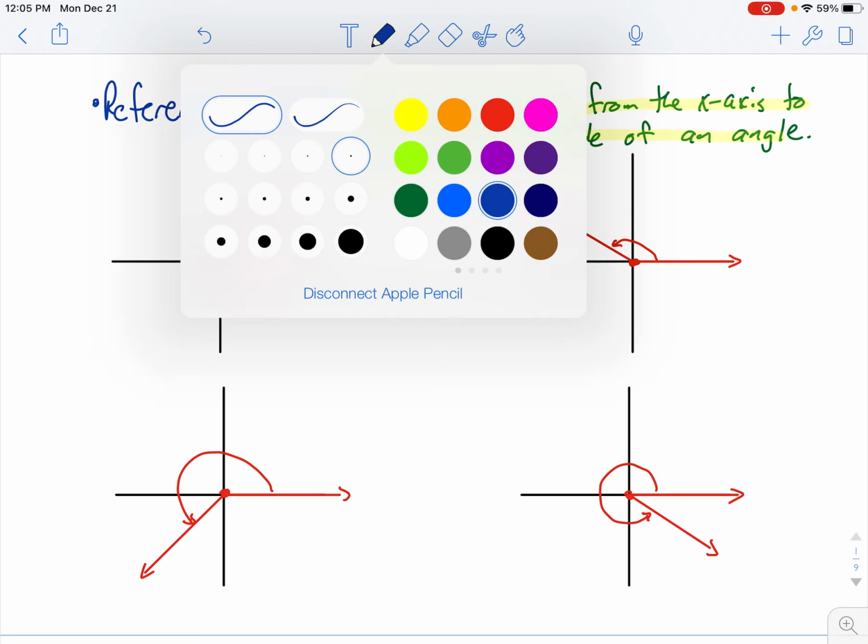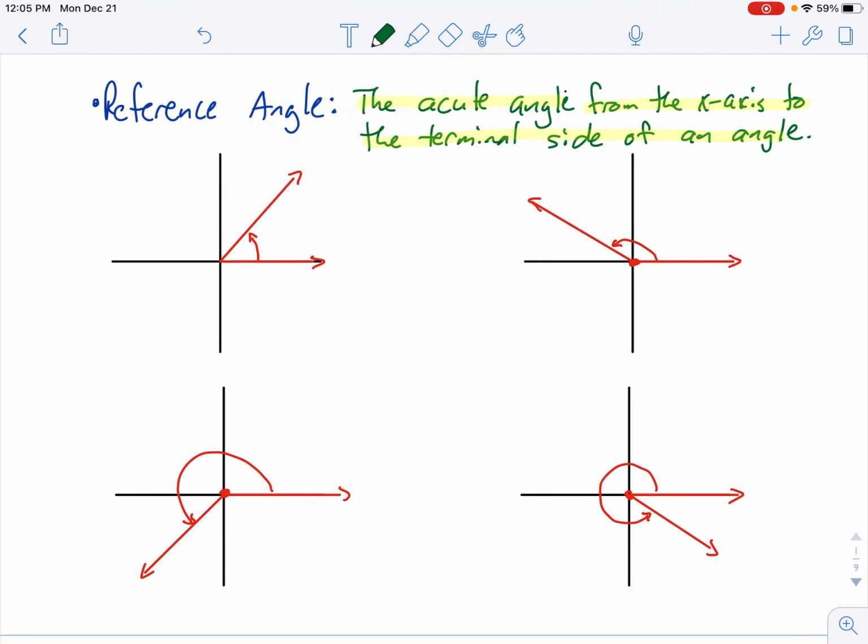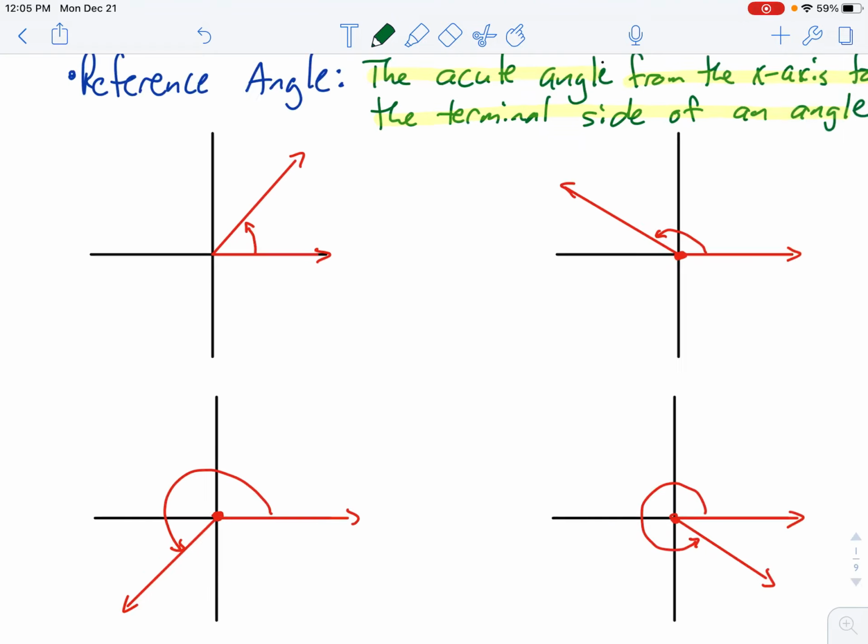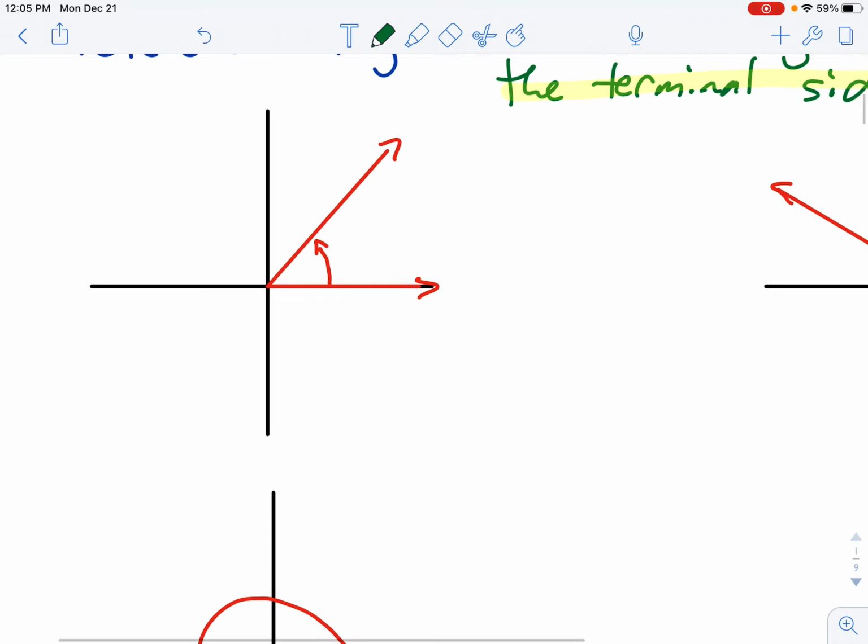I'm going to change my ink to green here, and I'll do all my reference angles in green. So here, if you have an angle that's in the first quadrant and you want to connect the terminal side to the x-axis, you get the exact same angle. So the reference angle and the angle itself in the first quadrant is essentially the same thing.